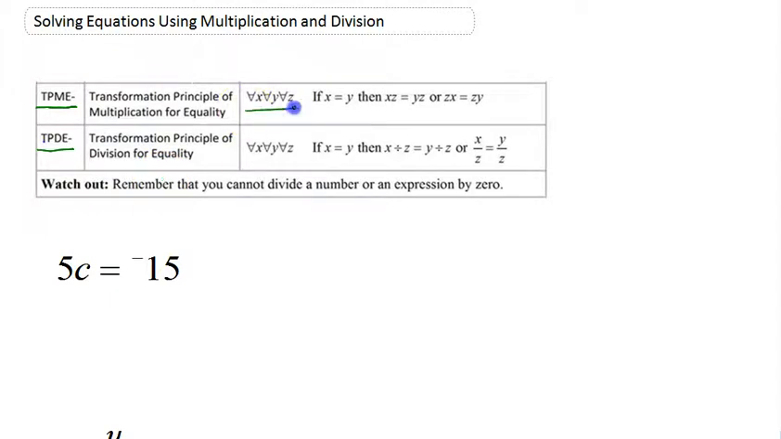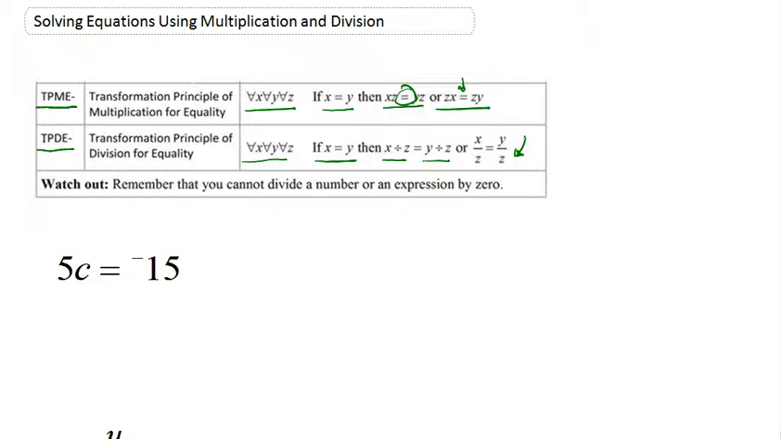The same is true for all real numbers x, y, and z. If x equals y, then I should be able to multiply both sides of my equation by z and not change the fact that it's an equation. Same thing here. If x equals y, then I should be able to divide both sides of my equation by z. Notice I can do this in fraction form or using the division symbol. Also, in multiplication, I can multiply by z either from the right side or the left side, and it'll still be equivalent.